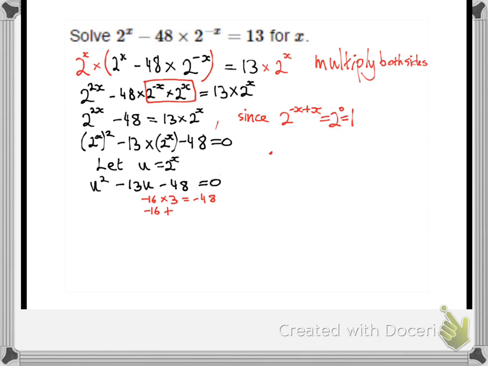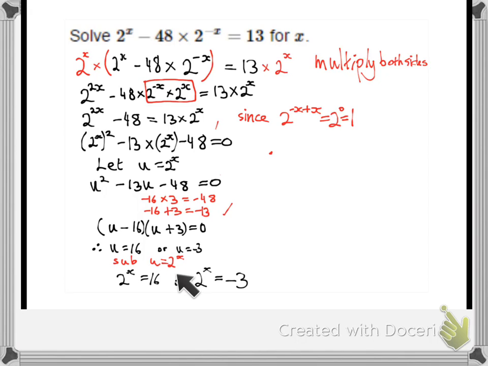Hey, I can factorize that. I've got two numbers, negative 16 and 3, multiply to give negative 48, and negative 16 and 3 add to give negative 13. Well, that factorized nicely to double brackets. And there it is, I've got u is equal to 16 and u equals negative 3. Now, do you remember what we said about negative numbers? What's going to happen? Well, first off, I sub u is equal to 2 to the power of x back in, and I've got these two little exponential equations that I have to solve now.